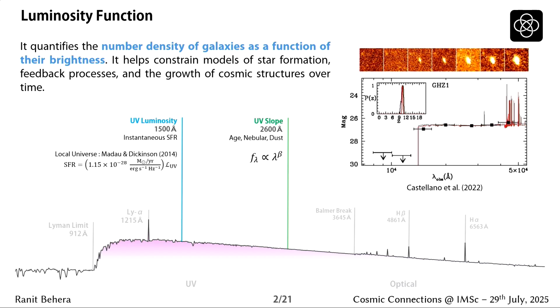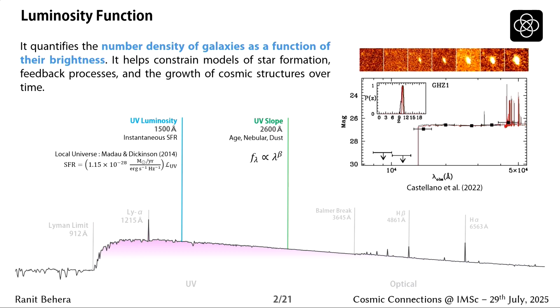What I will focus on is the UV luminosity, which is how bright the source is at 1500 angstrom. This actually tells about the instantaneous star formation rate over the galactic time scale. For the local universe, there is a very well calibrated relation which gives you the star formation rate given the UV luminosity. The other one is the ultraviolet slope.